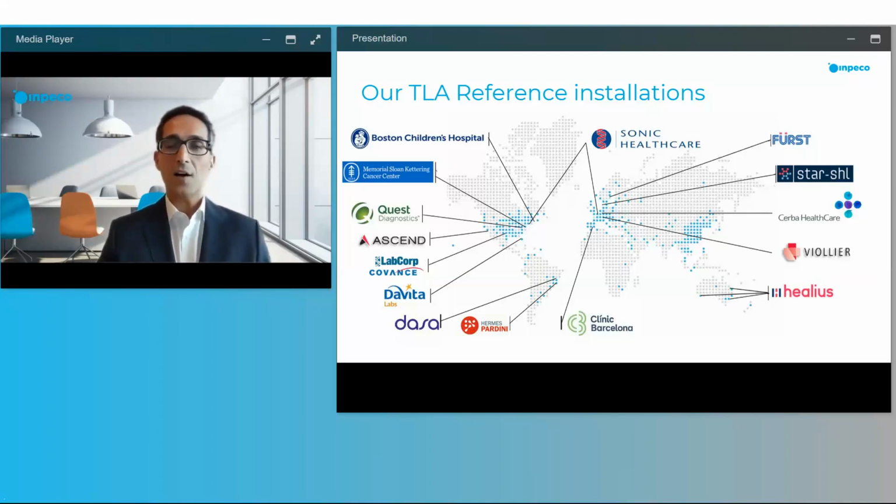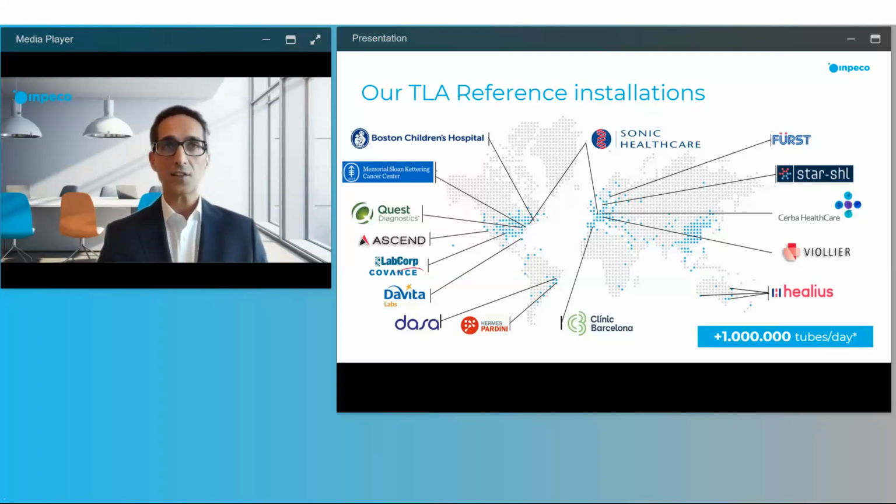So all of these are obviously very important. All of our customers are very important, but the highlight here is really about the experience and expertise that these customers are bringing to us. And just these 15 customers, in these 15 customers, every day, we are processing more than 1,000 tubes every single day. So that's the scale and the level of productivity that our automation solutions are able to deliver to laboratories across the world. So what makes our products special?